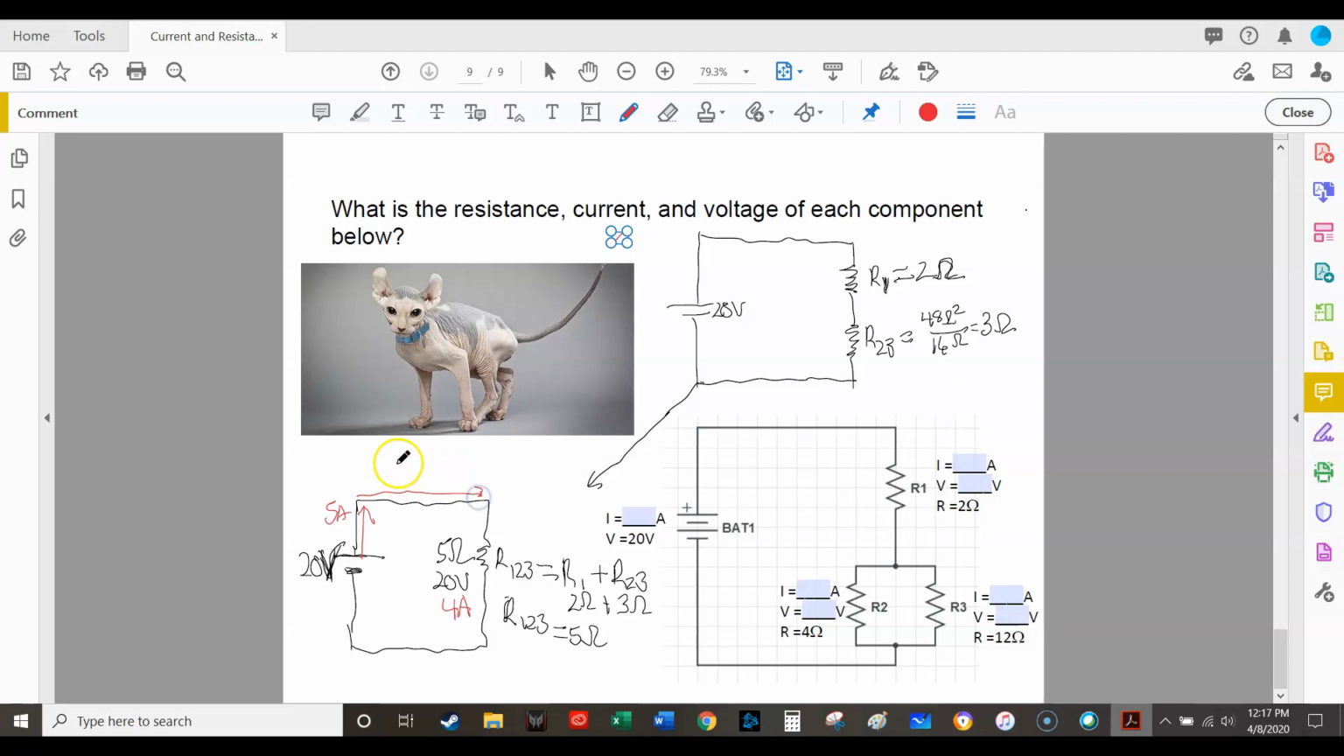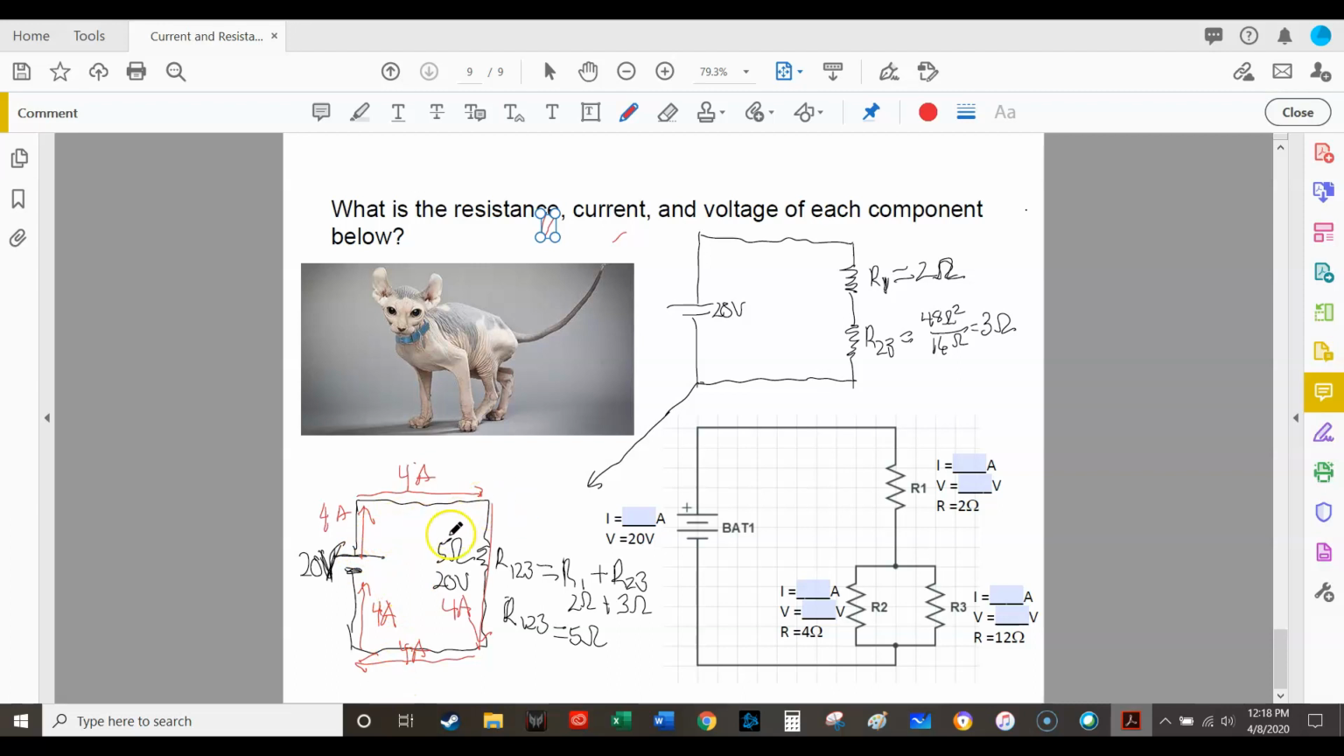All 5 amps is traveling across this top wire, all 5 amps is going, 4 amps. I apologize. Why am I writing 5 amps there? Go back to that. This should be 4 amps. And all 4 amps is going through that resistor. 4 amps is going across there, and 4 amps is going in.